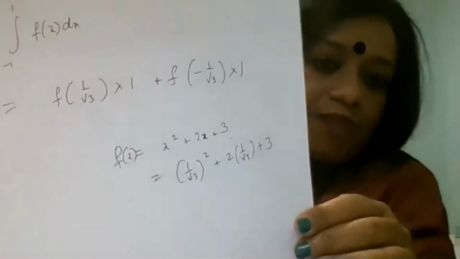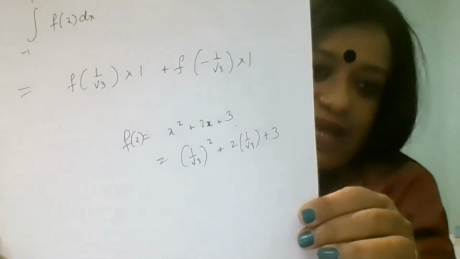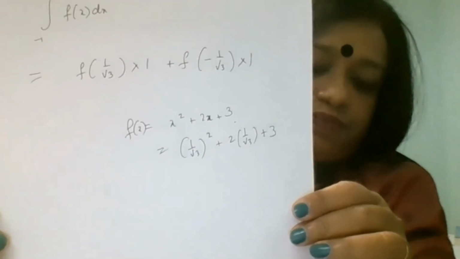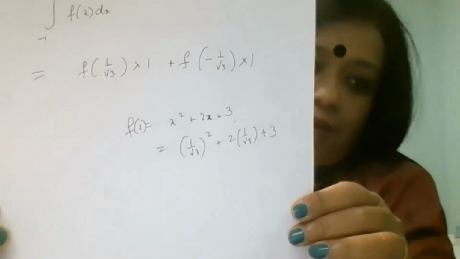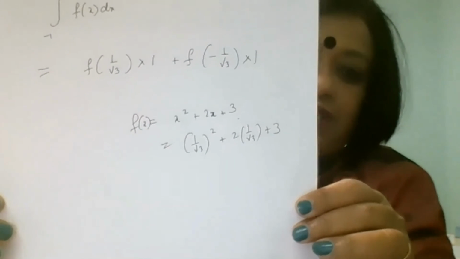Ma'am, this method is only for integration. So we should know the function. Pratyasha is asking if we don't know the function. Exactly, we know the function at this point. We just know the function at the point and we want to integrate that. Okay. And we know the sampling points also. You know the sampling points, you know the weight functions corresponding to every sampling point.